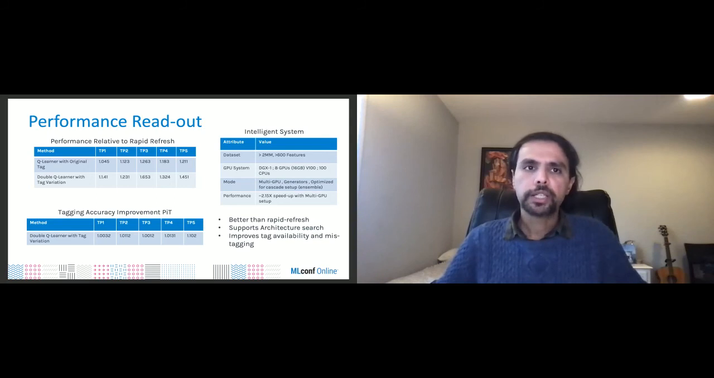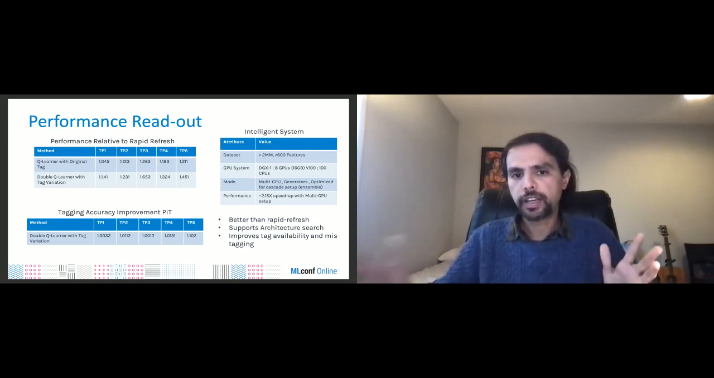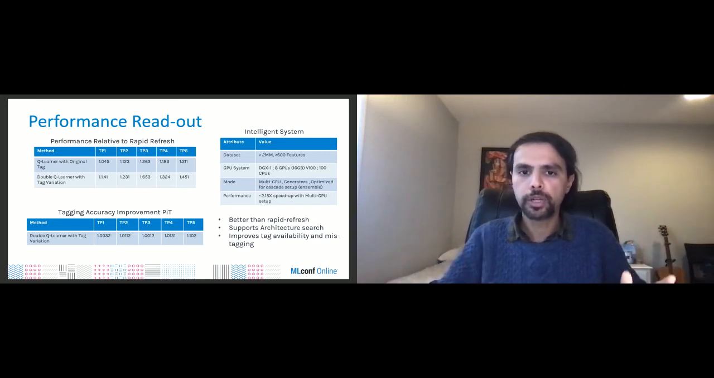So just to very quickly cover the performance analysis here. We trained this model with a Q-learner with the original tag, and also the double Q-learner with tag variation. With the original tag, this was the deferred source of truth with plain Q-learner. And the ratios that you see are the ratios of performance of the Q-learner over the current champion.